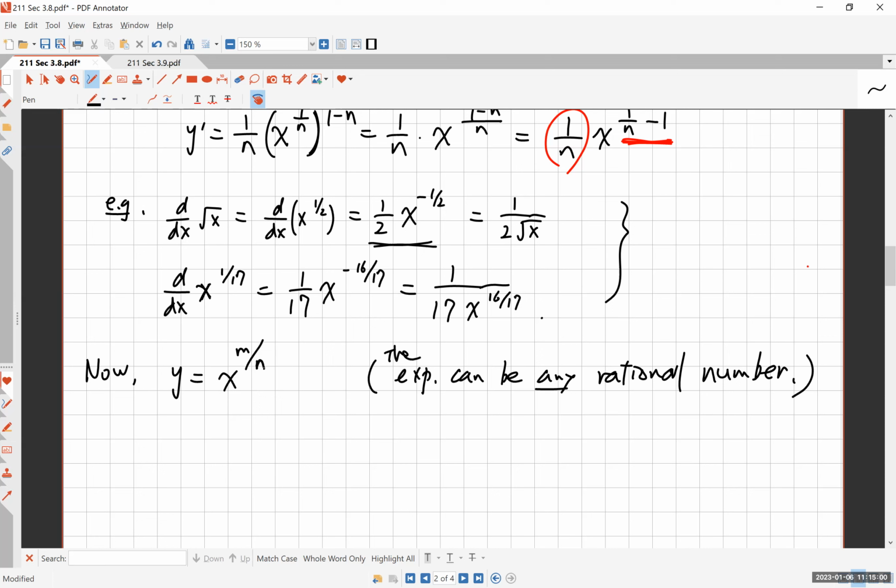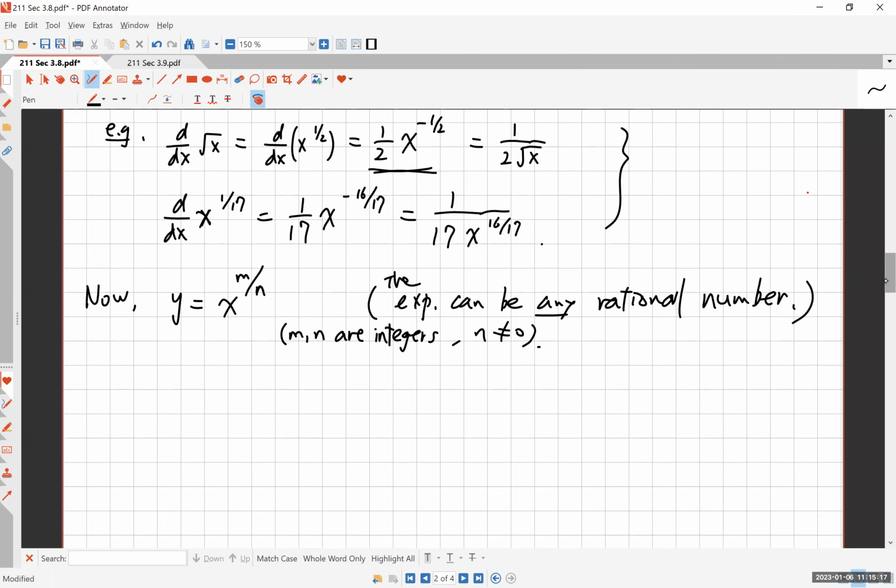And what is a rational number? A rational number is m over n, where m and n are integers. And of course, n is not equal to 0 because you don't want to have a 0 denominator. So what we are about to do is find a rule of differentiation where you have x to some power, where the power could be any rational number. Now, you know what a rational number is. In terms of a decimal number, it is either a terminating decimal or a repeating decimal. For instance, 1/3 is 0.33333 and so on.